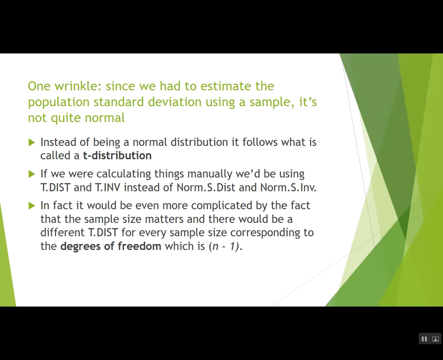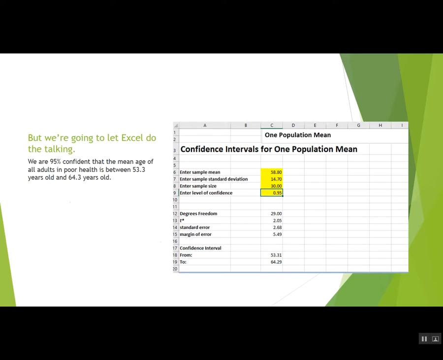So if we were calculating things manually, we'd be using T.DIST and T.INV instead of NORM.S.DIST and NORM.S.INV. And in fact, it would be even more yucky than that, because the sample size matters, and there'd be a different t-distribution for every sample size, corresponding to the degrees of freedom, which is sample size minus 1. So if we were doing everything by hand, it'd be lots of little details to worry about. But we're going to let Excel do the talking for us.